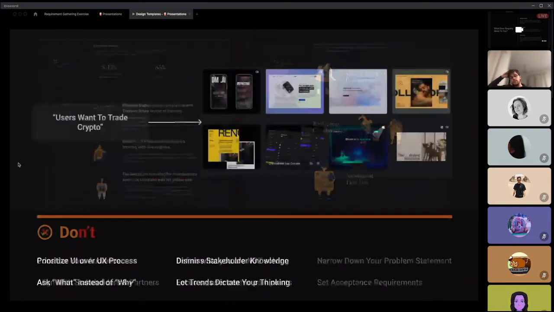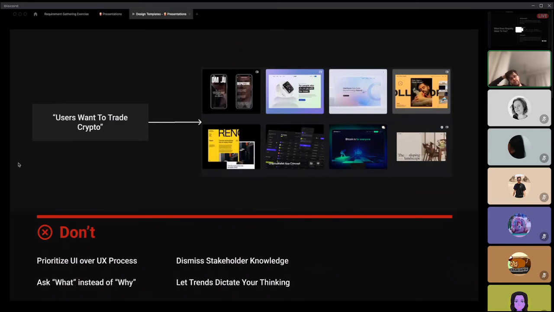The don't, and this is for product designers; for UI designers, it may be a little different. But when someone is on Dribbble or sends me their portfolio on Dribbble, and it's, I found out that users want to trade in crypto, right? That's not solving any issues for people.